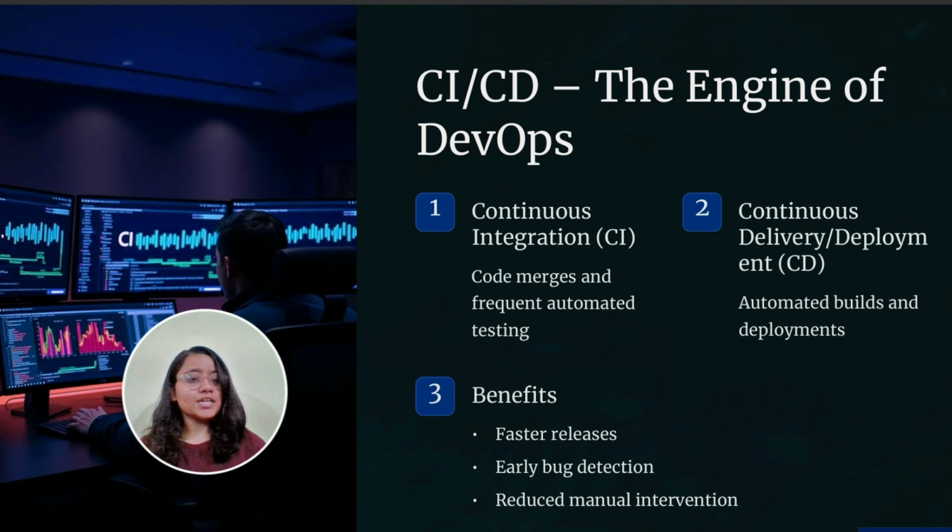Then talking about CD. CD stands for continuous delivery. After successful testing in CI, the code is automatically packaged and prepared for deployment to a staging or production environment. Deployment requires manual approval. For example, a manager clicks on deploy.